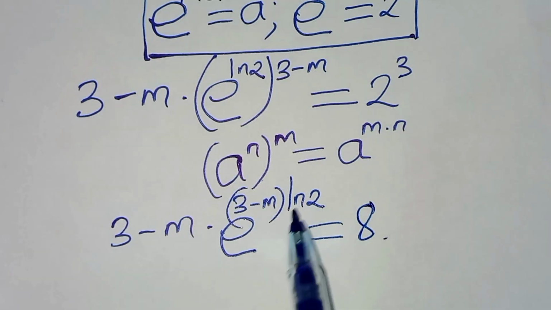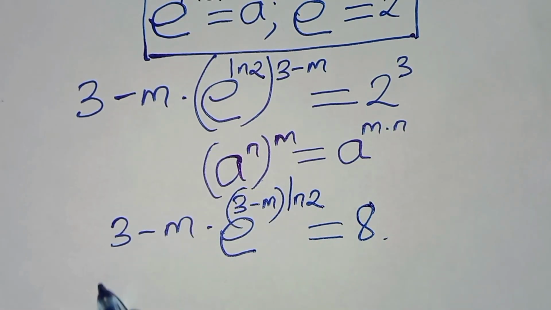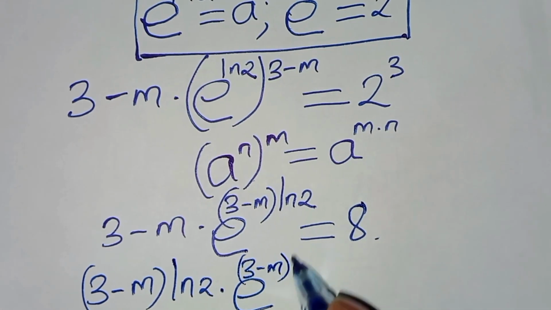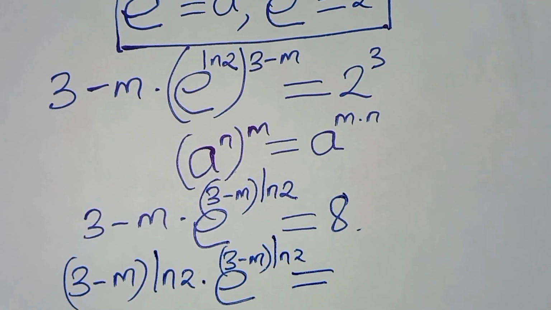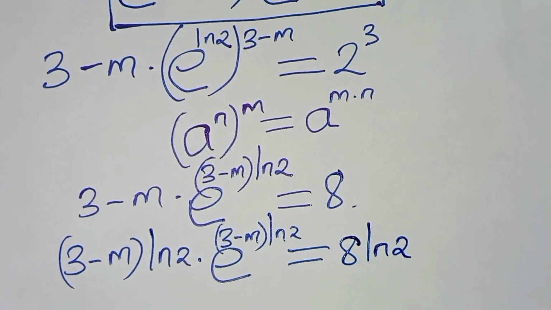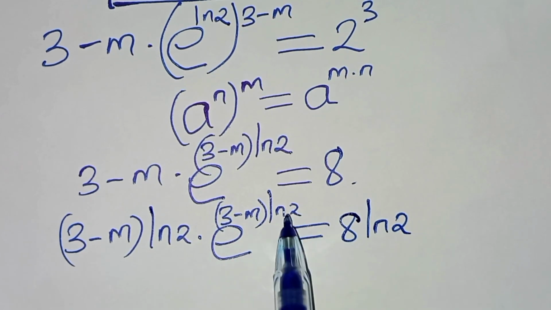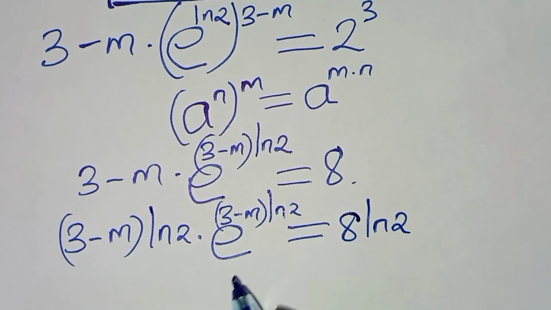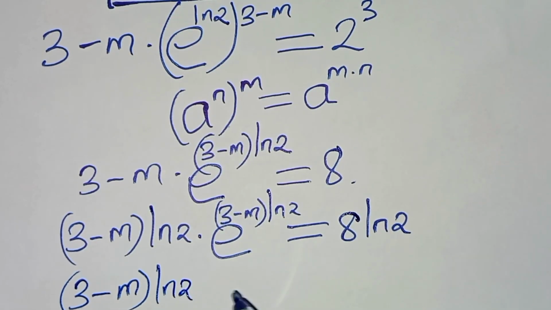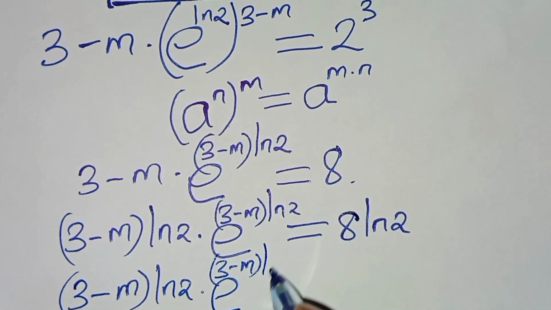The next step here, let's multiply both sides by natural log of 2. So we'll have 3 minus m multiplying by natural log of 2 multiplying by e to the power of 3 minus m multiplying by natural log of 2. This is equal to 8 multiplying by natural log of 2.